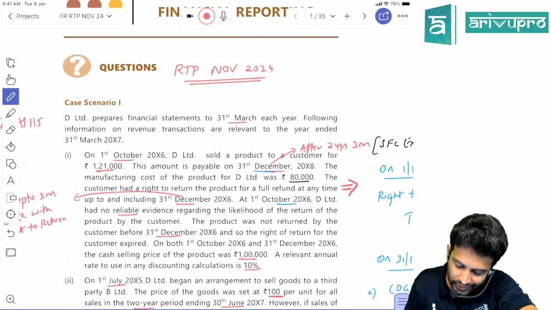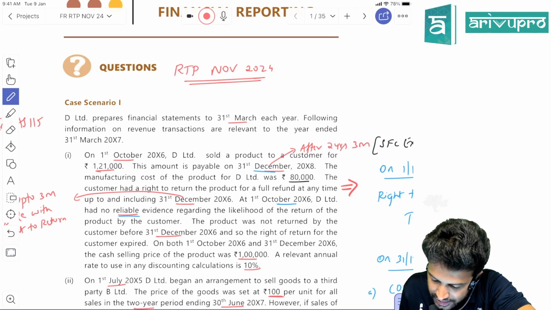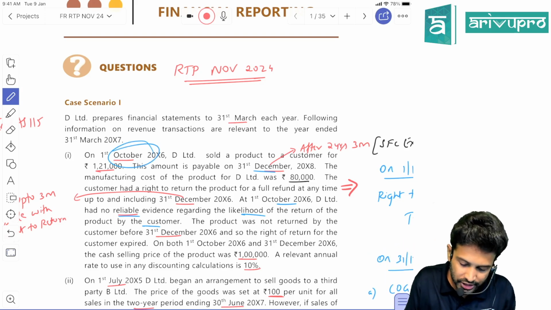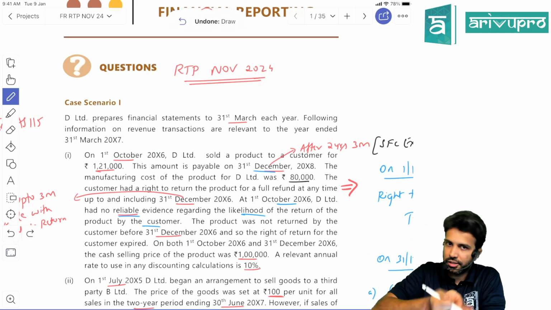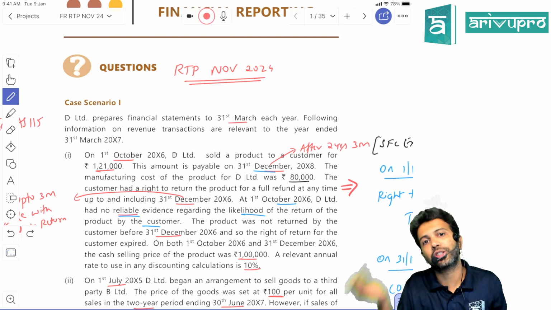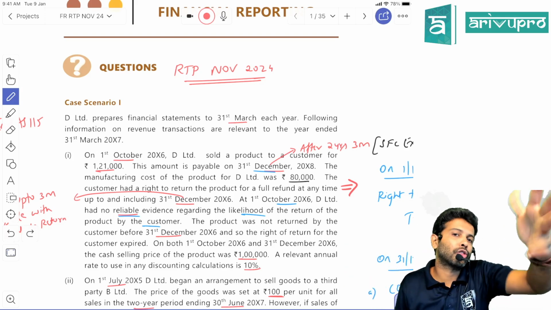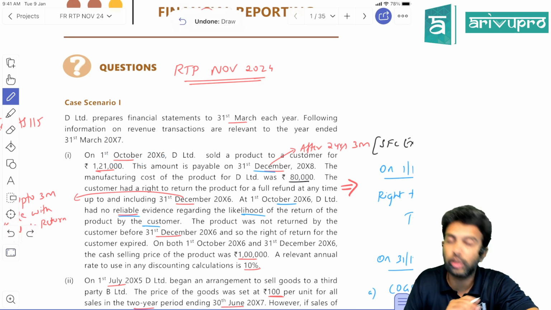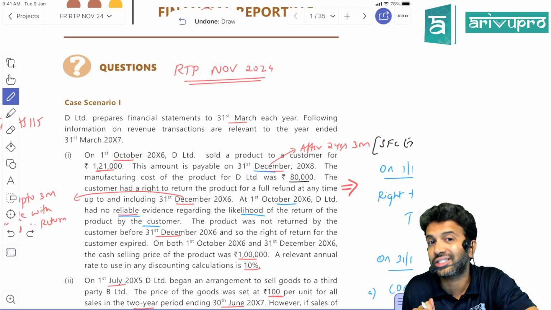On October 20x6, D Limited had no reliable evidence regarding the likelihood of return of the product by the customer. So on the sale date, that was on 1st October, we are not able to estimate. First of all, Ind AS 115 says that you have to estimate how much will be returned and how much will not be returned. If you're not able to estimate, sorry boss, then you will not be able to recognize the revenue. That means on 1st October 20x6, you cannot recognize the revenue.